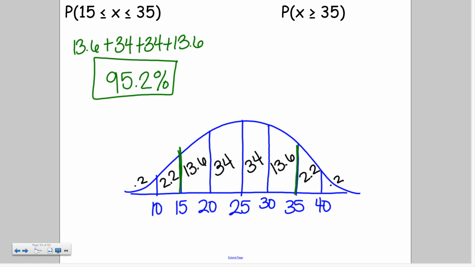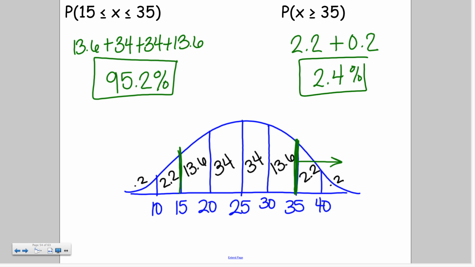All right, and the last one is going to be 35 or greater. So right here at 35 and up. So all I'm going to do is 2.2 plus 0.2. And that's going to give me 2.4%. Okay?